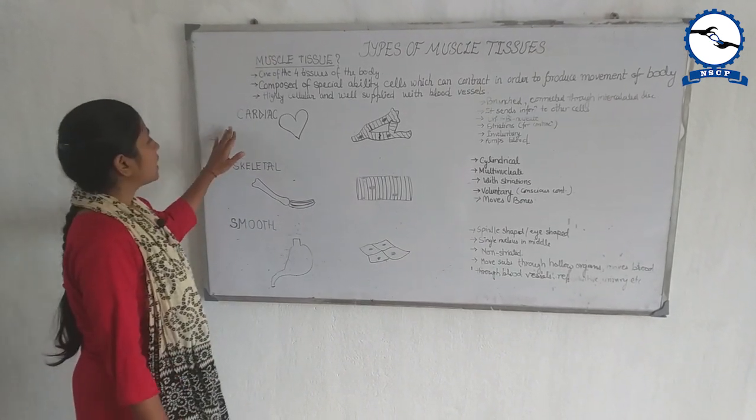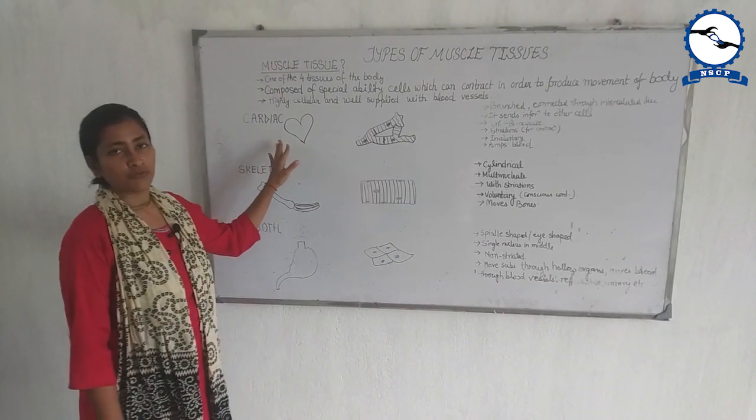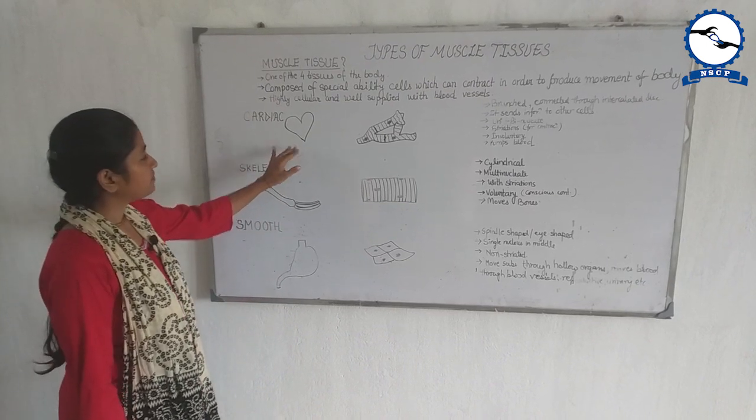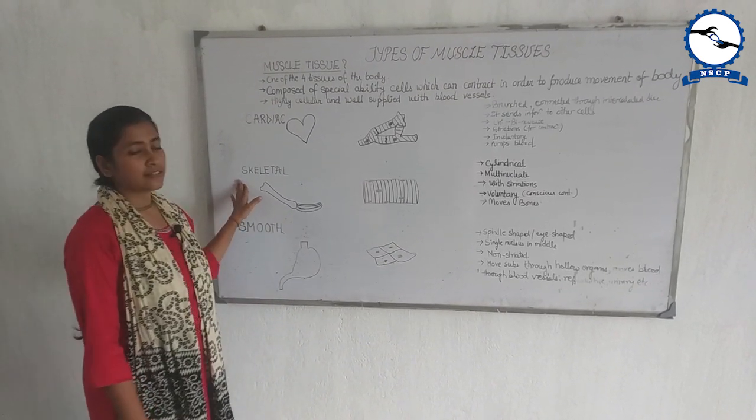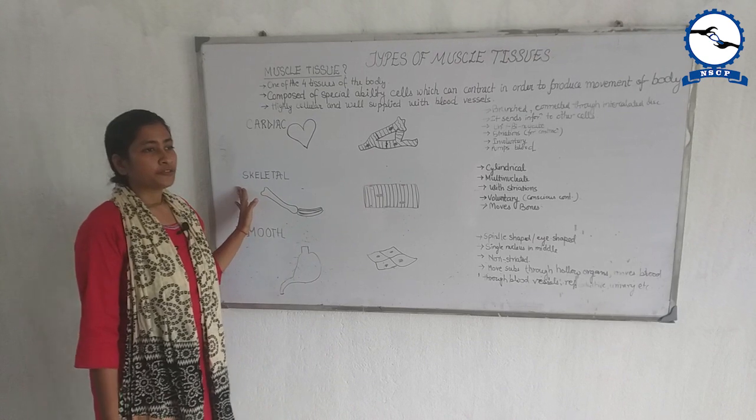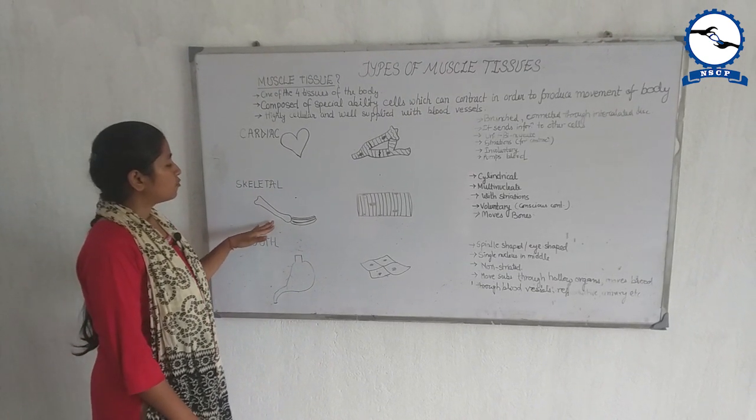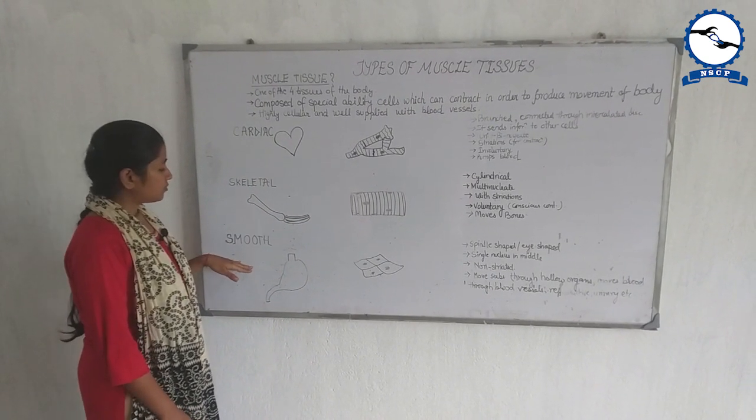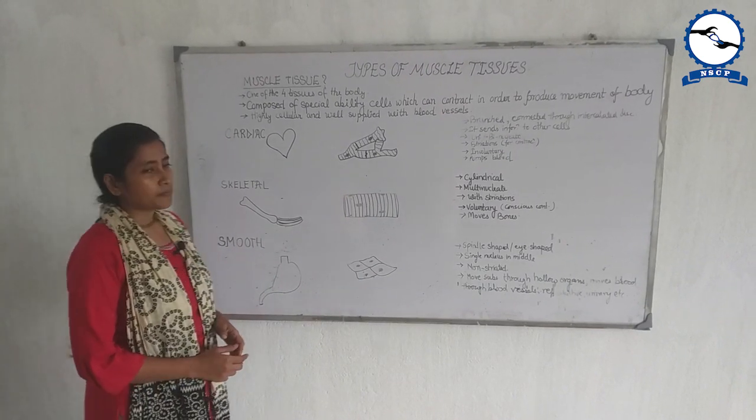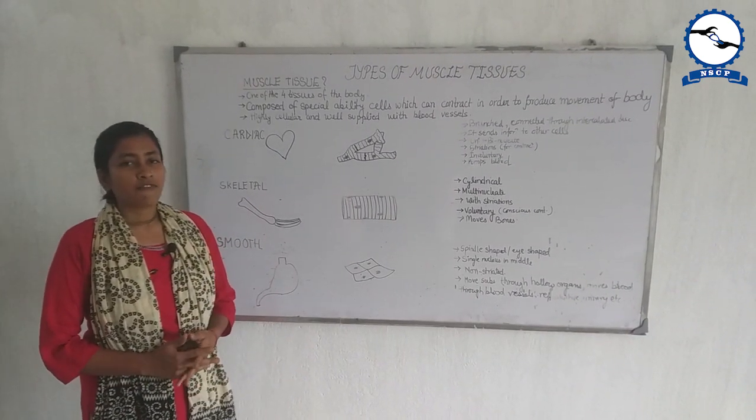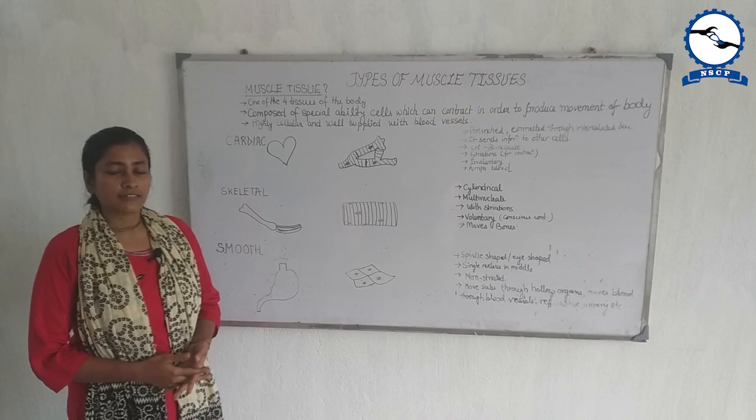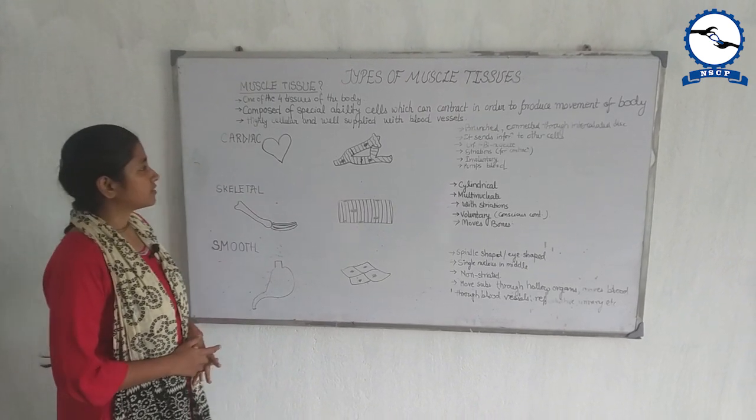First one, cardiac muscular tissue, which is located inside the heart. The second one is skeletal muscular tissue, through which the skeletal bones are connected. And the third one is smooth muscles, which are present in the linings of hollow organs like the digestive system, the urinary tract, and the reproductive system.